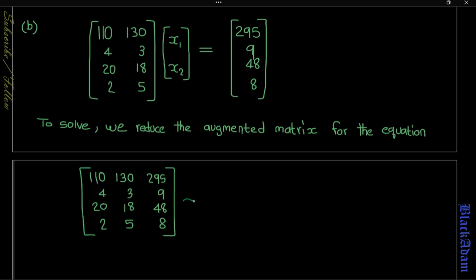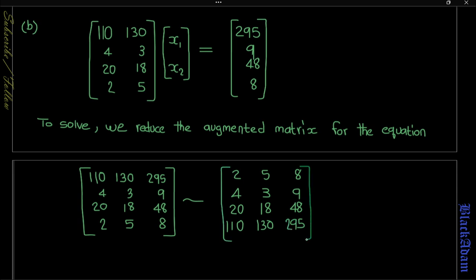And then from there we need to simplify, we have to rearrange. That's the simplest row, so we take it up as row 1, and then we have that other simple row which is 4, 3, 9, that becomes row 2, and then we have that one, 20, 18, 48, becomes row 3. That's the third simplest. And then the complicated row, which is that one there, we put at the bottom, which is 110, 130, and then 295. So we have rearranged that.